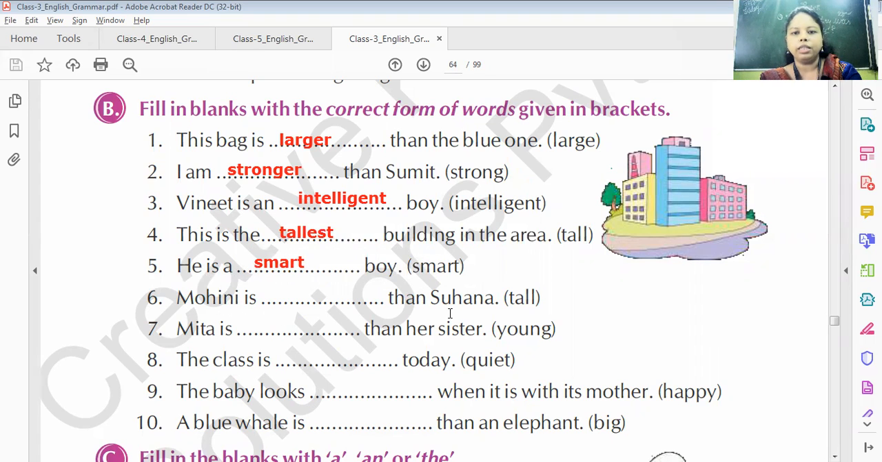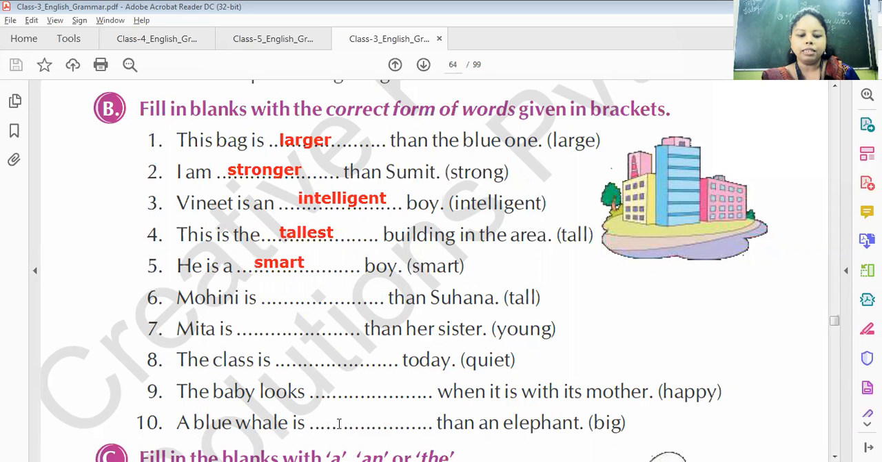Mohini is dash then. Here we are comparing between two, so we have to use taller than Suhana. Nita is younger than her sister. The class is quiet today. Understand? So here we don't have to use any form. We just have to write simple the word. The baby looks dash when it is with its mother. The baby looks happy. You just write happy here.